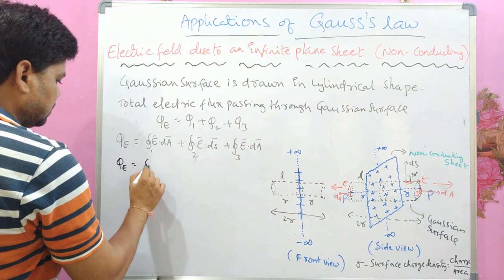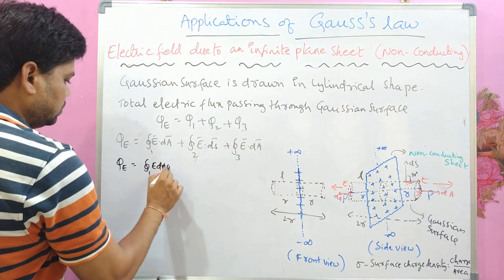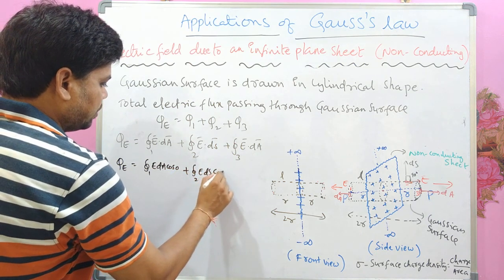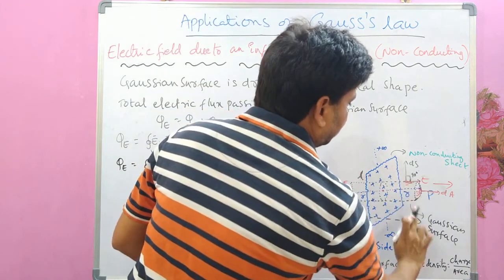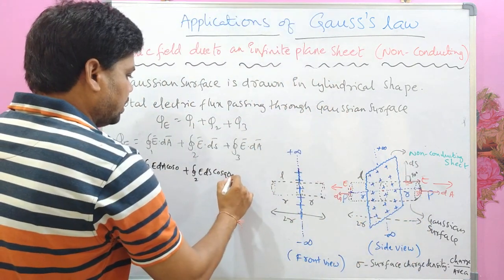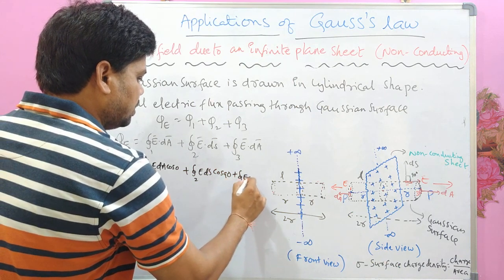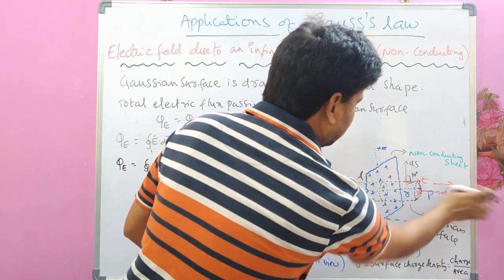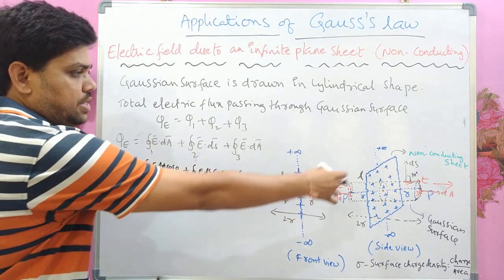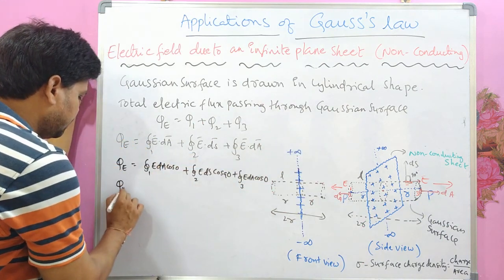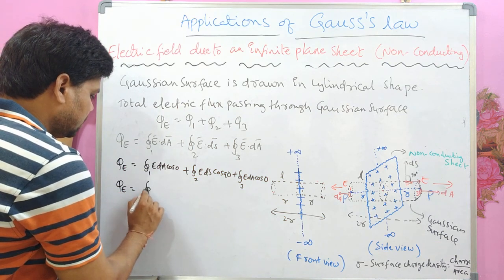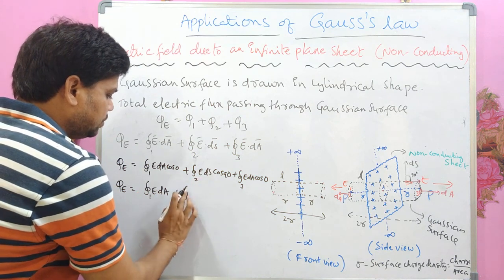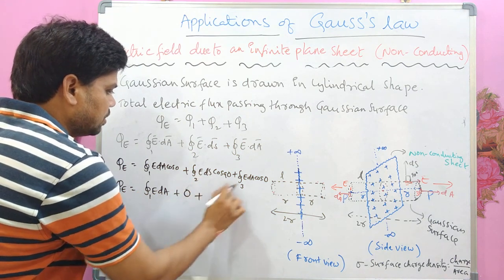Hence it is E dA cos 0 plus E dS cos 90. You can check it here. The electric field is this way and dS is this way on the curved surface, and on this side also it is E dA cos 0. dA is this side, E is this side, and dS is also an area vector. So what do we get? E dA plus E dS cos 90, which is 0, plus E dA.